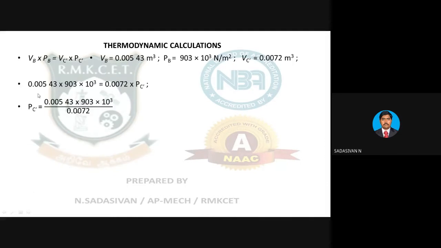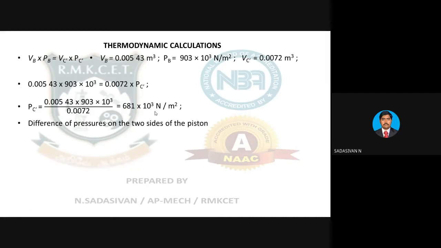So listen carefully. Volume of B is this. Pressure at B is 903 into 10^3, the steam input pressure. Volume of C dash you calculated as 0.0072. Just cross multiply this, sending it to the denominator, and solve this fraction to find the pressure at point C dash. It comes to around 681 into 10^3 Newton per meter square. Okay, so the pressure has reduced from 903 to 681. Due to expansion the piston is moving, so volume increases, so naturally the pressure decreases.